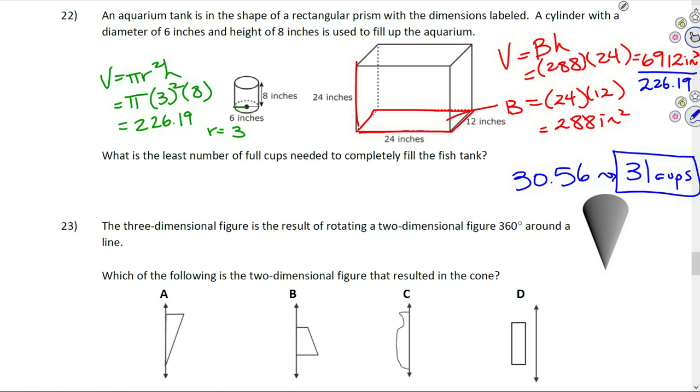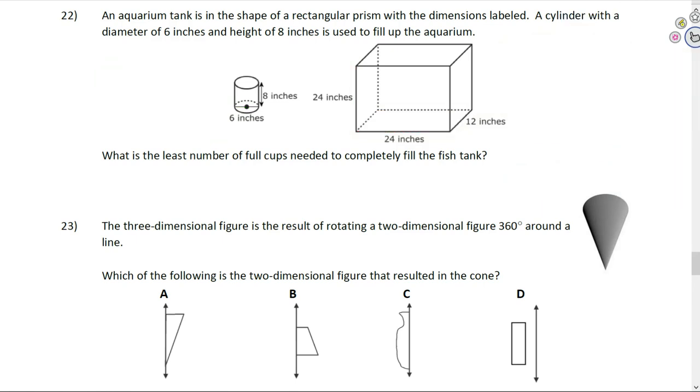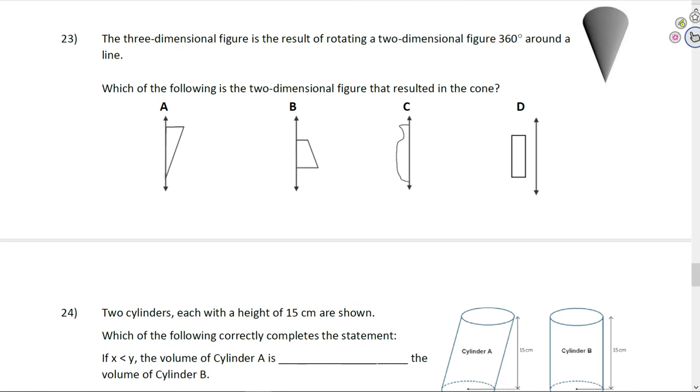Okay. In number 23, the three-dimensional figure is the result of rotating a two-dimensional figure 360 degrees around a line. Which of the following is the two-dimensional figure that resulted in the cone? Okay, well, how can I get a cone? By rotating things around, and hopefully you can just see visually that's A. If I rotate this around, then I get that, and I get this, and it gets a cone. Okay, the others will be other kinds of shapes, but this one is the cone that's pictured above.